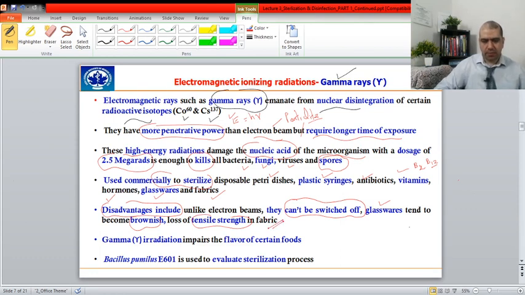particularly in the fabrics. Gamma radiations also impair the flavor of certain foods. If you irradiate certain foods, for example fruits, with gamma radiations, you will see that they may lose their flavor. In order to evaluate whether the sterilization by gamma rays is complete, we use a control, that is Bacillus pumilus E601. If this is absent after the process, it means the sterilization has completely taken place. But if it grows after irradiation, it means the sterilization has not been completed.